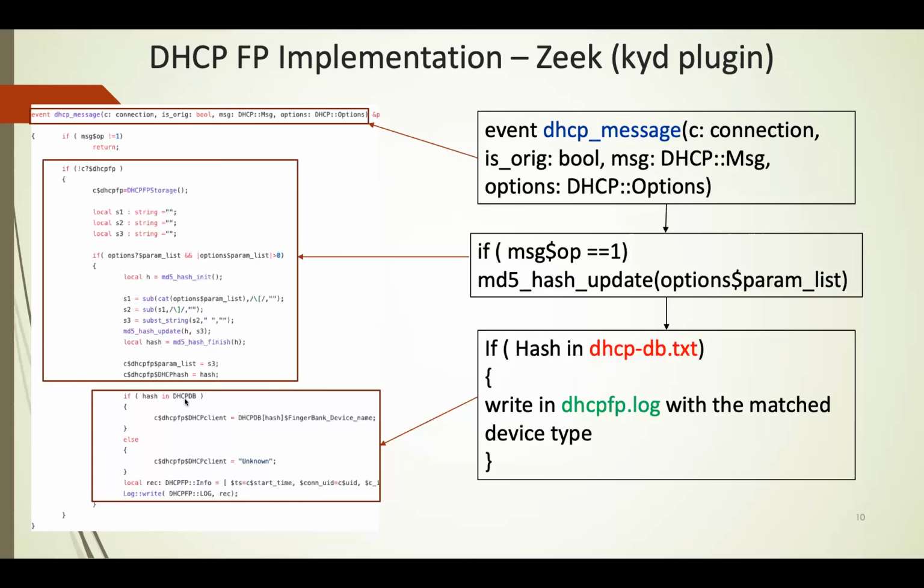The hash is compared in the database, and if the hash is found, then the device type is taken from the DHCP-DB and assigned to another field in the record for DHCP client. If it isn't found in the database, then unknown will be written, and then the log write function is called to write the log. So we have handled this event in the script. Whenever the DHCP message gets triggered, do this and log an entry in our DHCP FP log file.